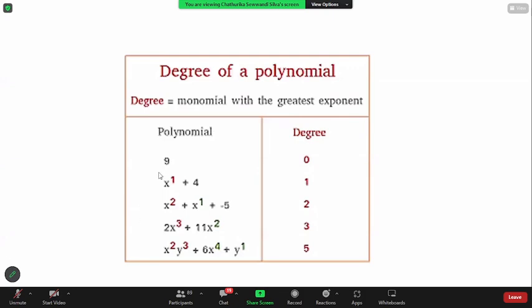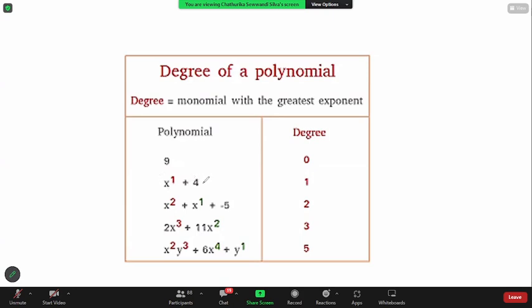So actually this can be considered as what? Here we can consider it as 9x to the power 0. So what is x to the power 0? X to the power 0 is going to be equal to 1. So that is why x to the power 0 is not indicated. However, the degree is 0.